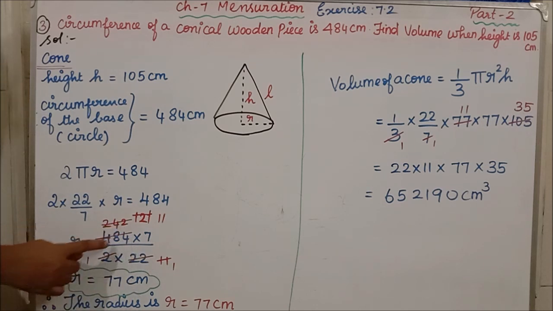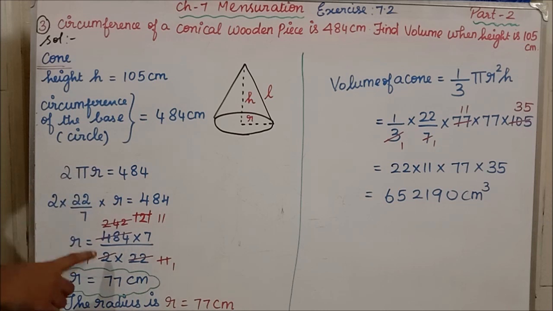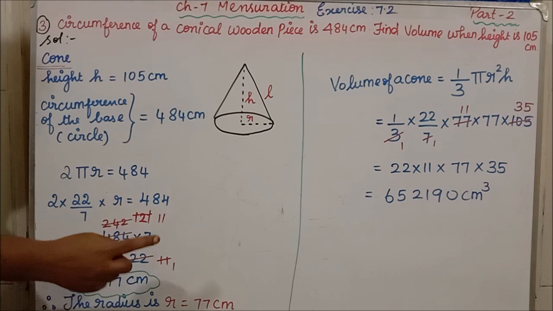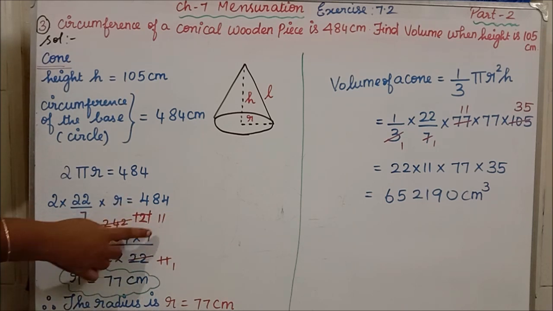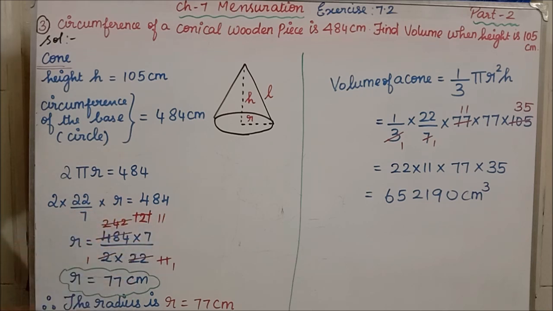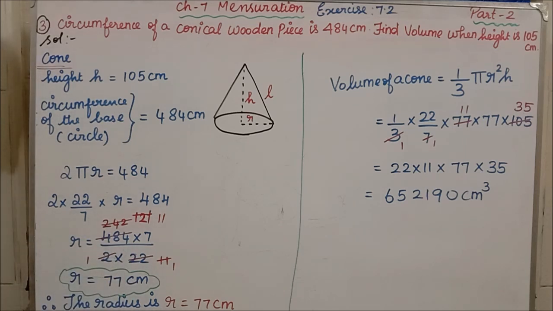See, 22 and 484, if I cancel, I am getting 242. Then this will come here 11 times. Again I am cancelling this 2 and 242, I am getting 121. Again cancelling this 11 and 121, I am getting 11. So here 11 is there, here 7 is there. So 11 into 7 is 77 centimeter. That is the radius. Clear? Now we have got the radius value for the cone, and the height of the cone is given. So the radius r is 77 centimeter.